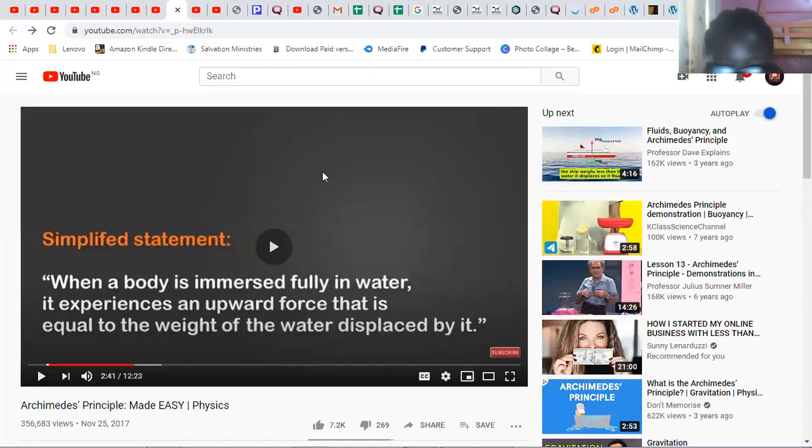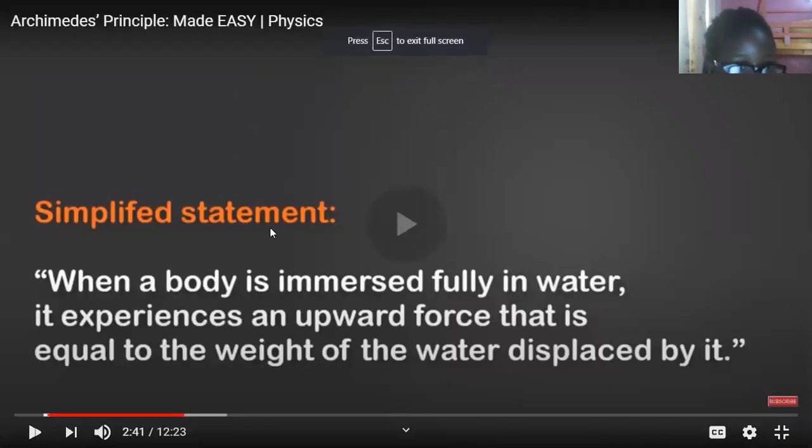Archimedes' principle says that a body immersed in a fluid experiences an upward force equal to the weight of the fluid displaced by it. Okay, let's take this example. I'm going to replace the word fluid with the word water in this statement. So now the statement becomes: when a body is immersed fully in water, it experiences an upward force that is equal to the weight of the water displaced by it.